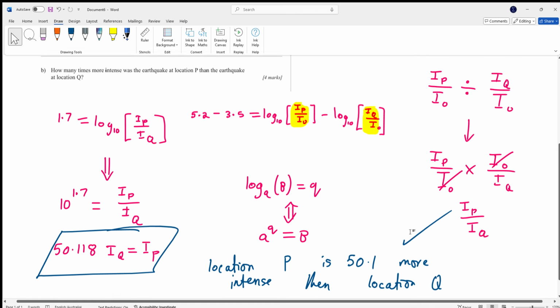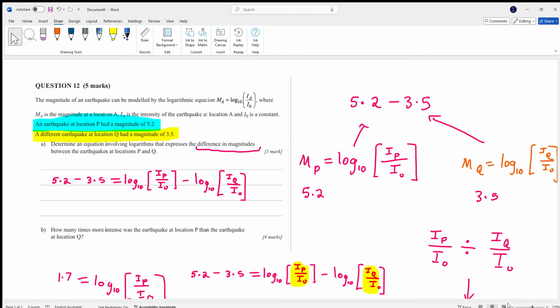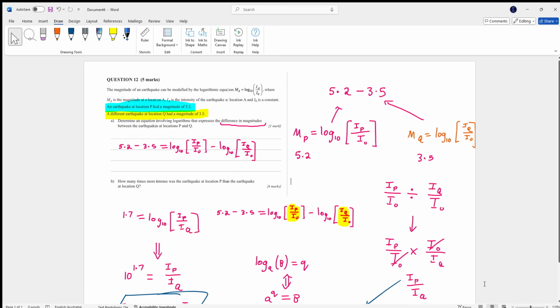Okay. So if you had any issues with this question here, you probably need to study applications of logs a little bit more. There's no other topics really involved with this one here.